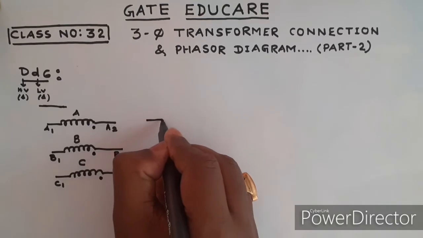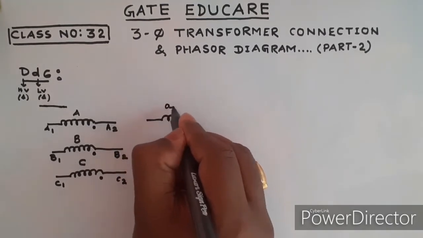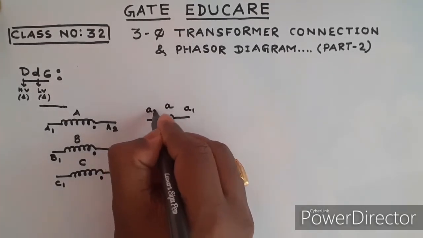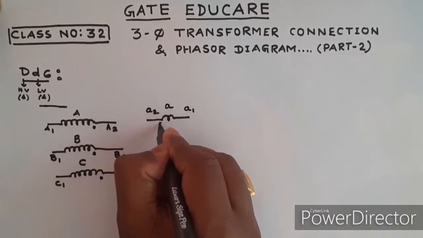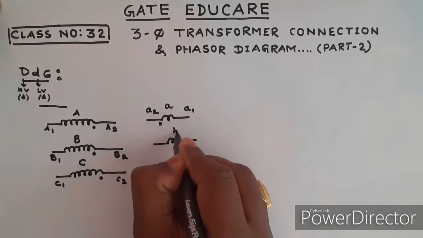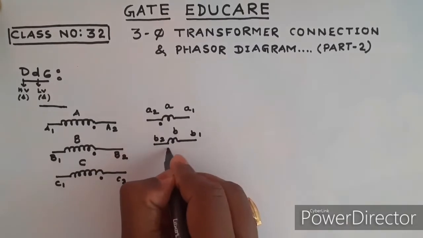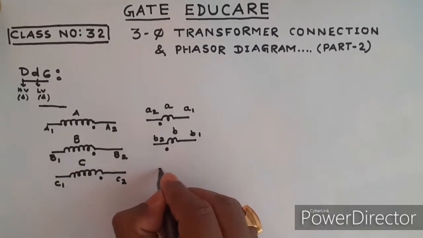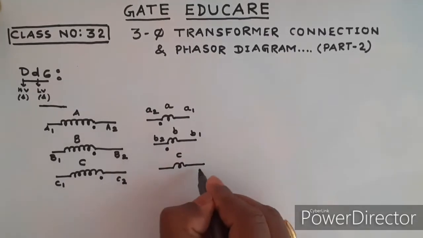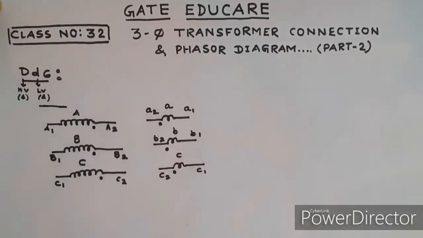For the low voltage winding, there will be fewer turns. This is the phase a, small letter. Starting is A1, end is A2, and the end is represented by a dot. This is the B phase. Starting is B1, end is B2, and the end is represented by a dot. And this is the C phase. Starting is C1, end is C2, and the end is represented by a dot.